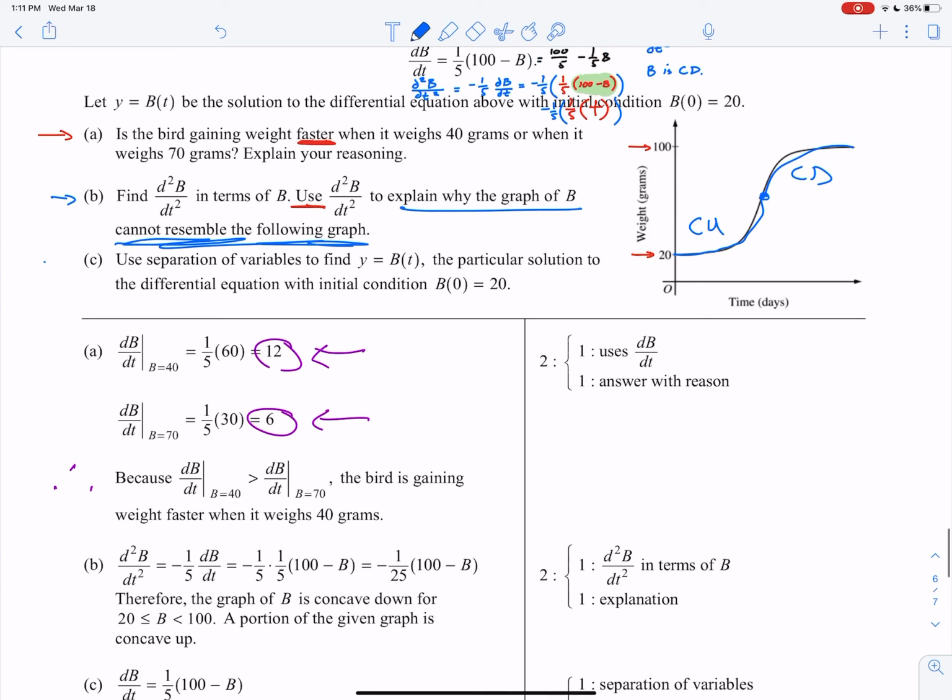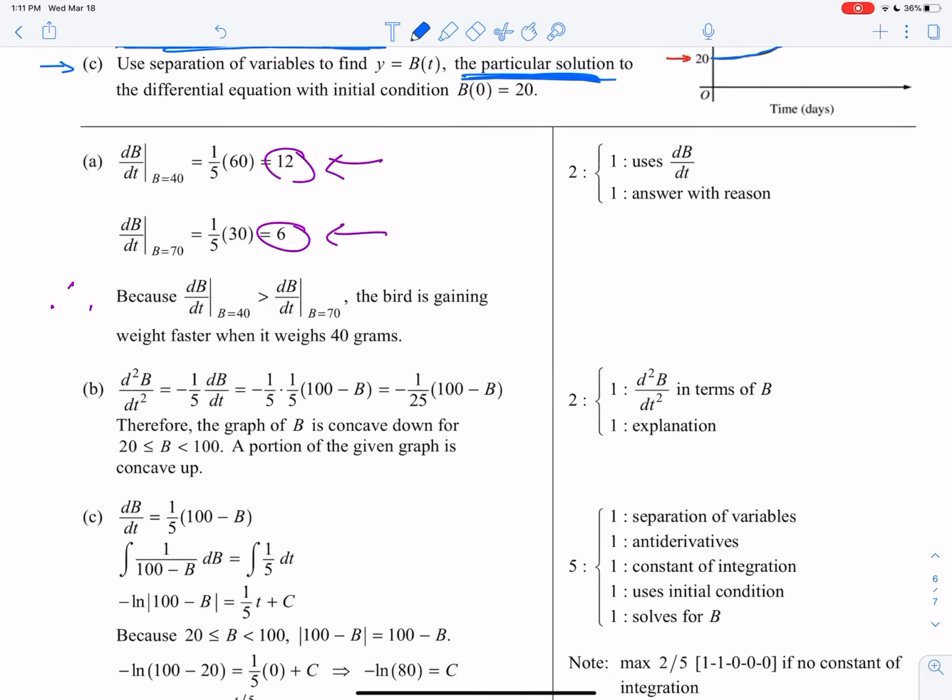Part C. Use separation of variables to find the particular solution. This is the majority of your points again, just like in 2011, just like in your FRQ packet for slope fields, all right? So here we go.